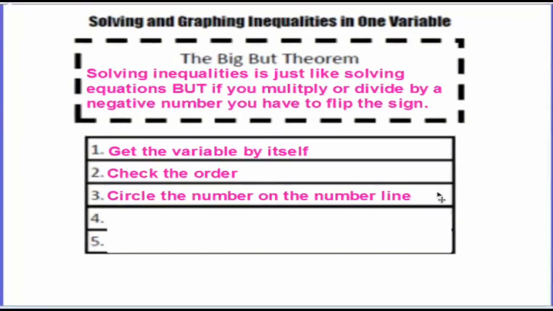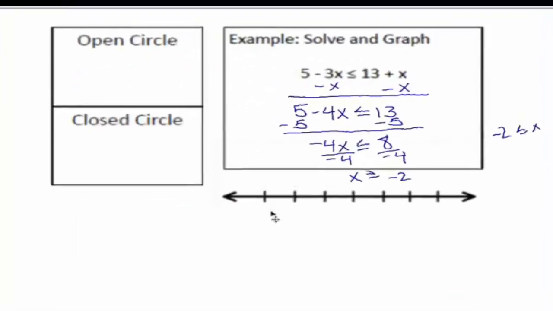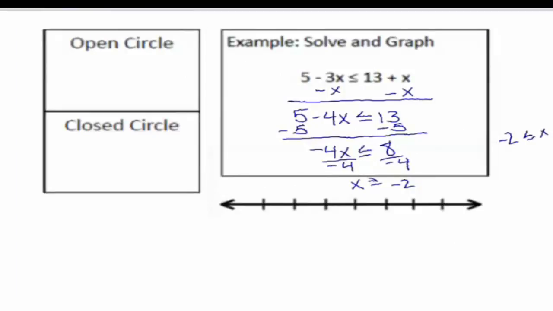Step 3, I'm going to circle the number on the number line. Now, this number line is blank. It doesn't have any numbers on it, so we're going to fill them in. We're going to take our answer, negative 2, and put it right in the middle. Then I'm going to fill in the number line from there. Going this way, negative 2 would be followed by negative 1, 0, 1. This way would be negative 3, negative 4, negative 5. So I'm going to circle the number, so I have a circle at negative 2.